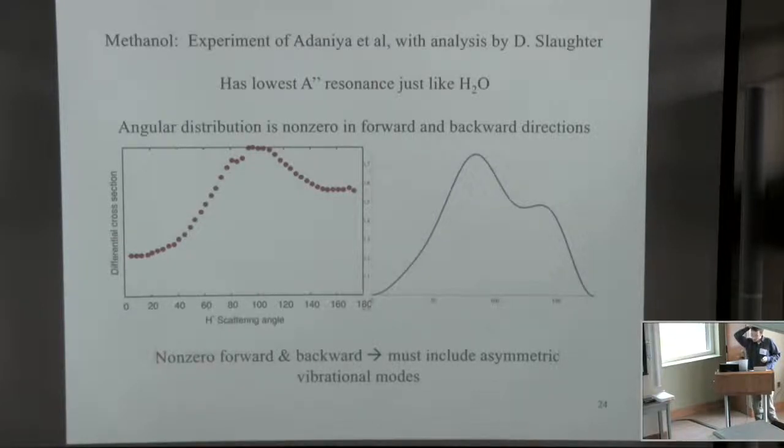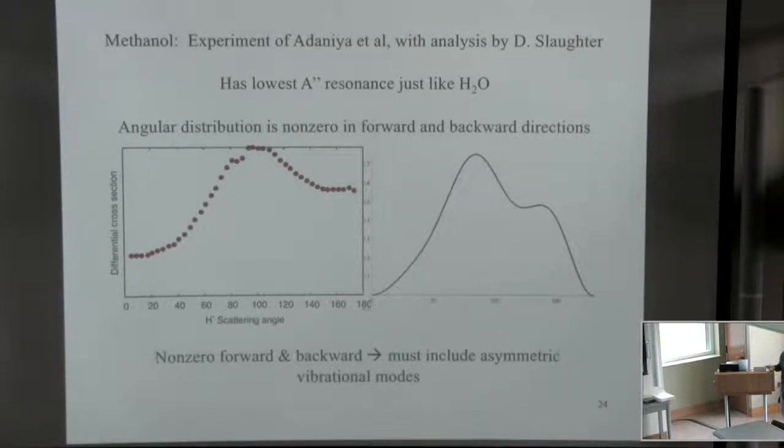Okay, this is going to be short. Here I have recent results on methanol. Methanol has a lowest energy resonance of A double prime symmetry.